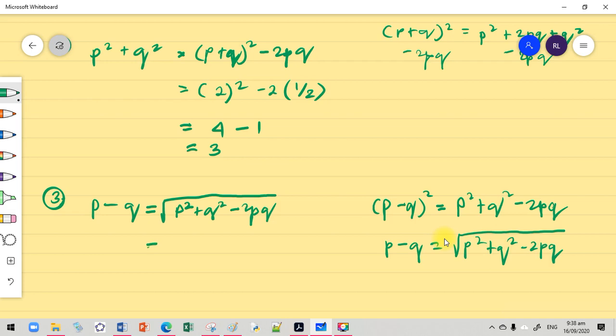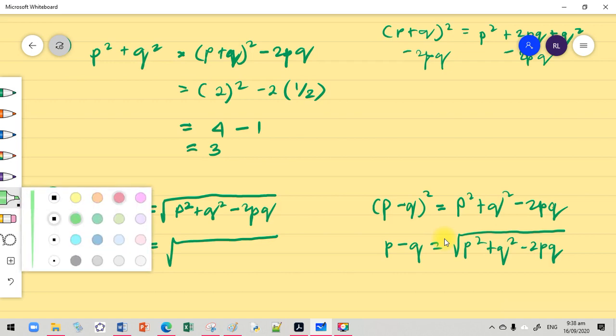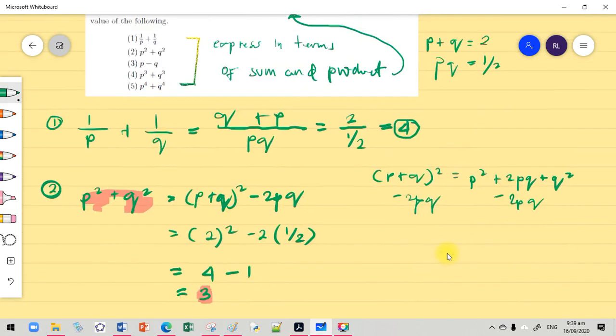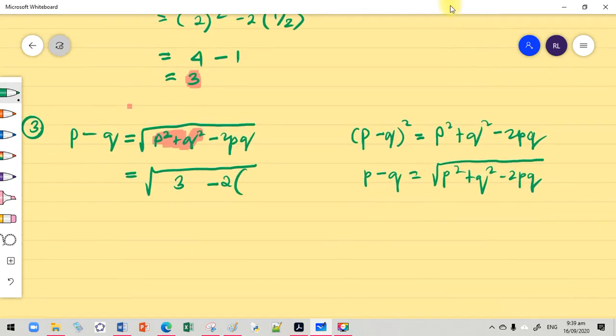As you can see, we do not need to rewrite this again because we already have that value from the previous one. So I'll just substitute 3 there, minus 2 times PQ, which is 1/2. Yes, that is 1/2.